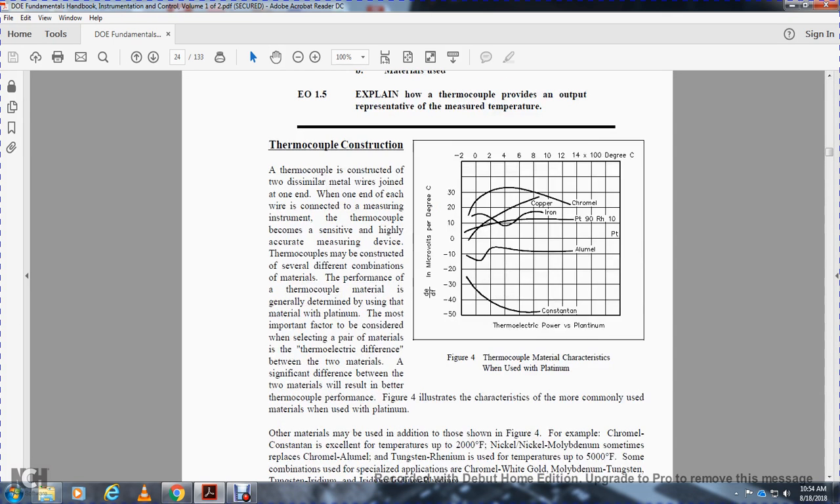Thermocouple construction. The thermocouple is constructed of two dissimilar metal wires joined at one end.